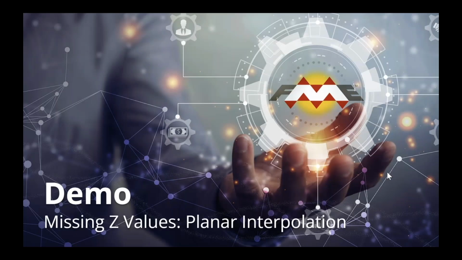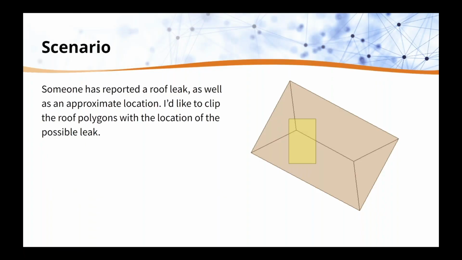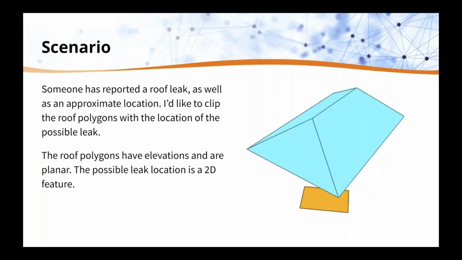And so I actually have two demo cases here to show how these three parameters work together to solve elevation needs. In the first one, I have this scenario. I have some roof polygons, and someone has reported a possible roof leak as well as an approximate location. And I'd like to clip my roof polygons with the location of the possible leak. The roof polygons have elevations and are planar, and the possible leak location is a 2D feature, so I can't compare the elevations between these two data sets.